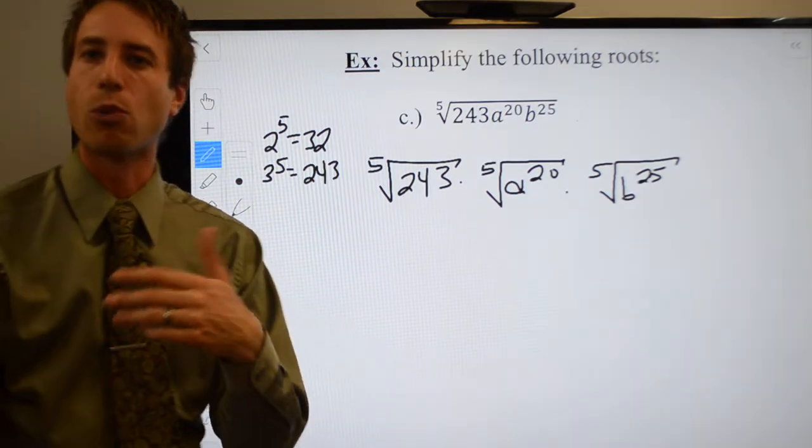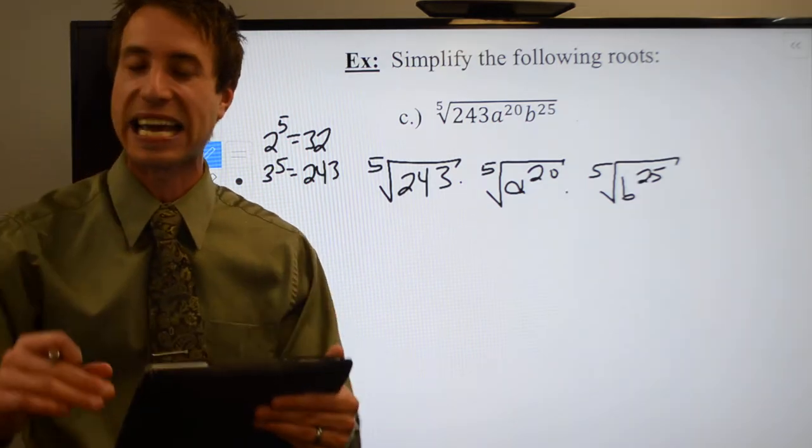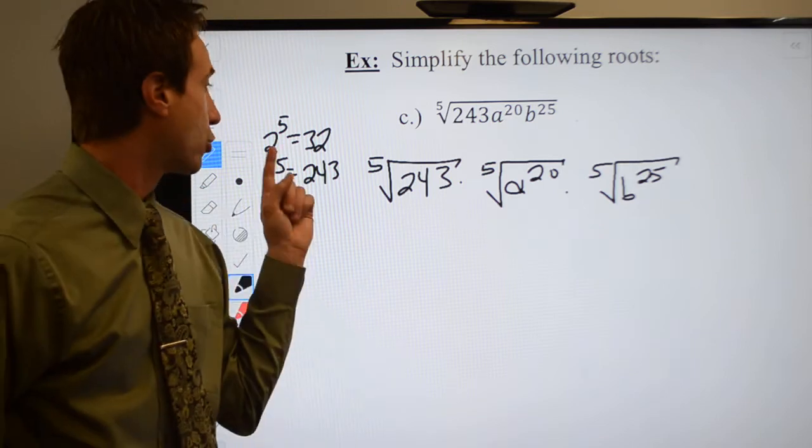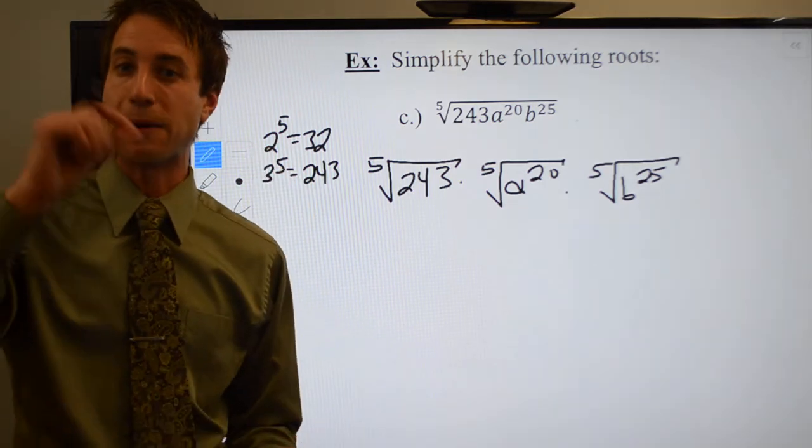And again, the way that works on your calculator, if you have the TI-84, is you simply put in your base, a 2, and then you have a power button.